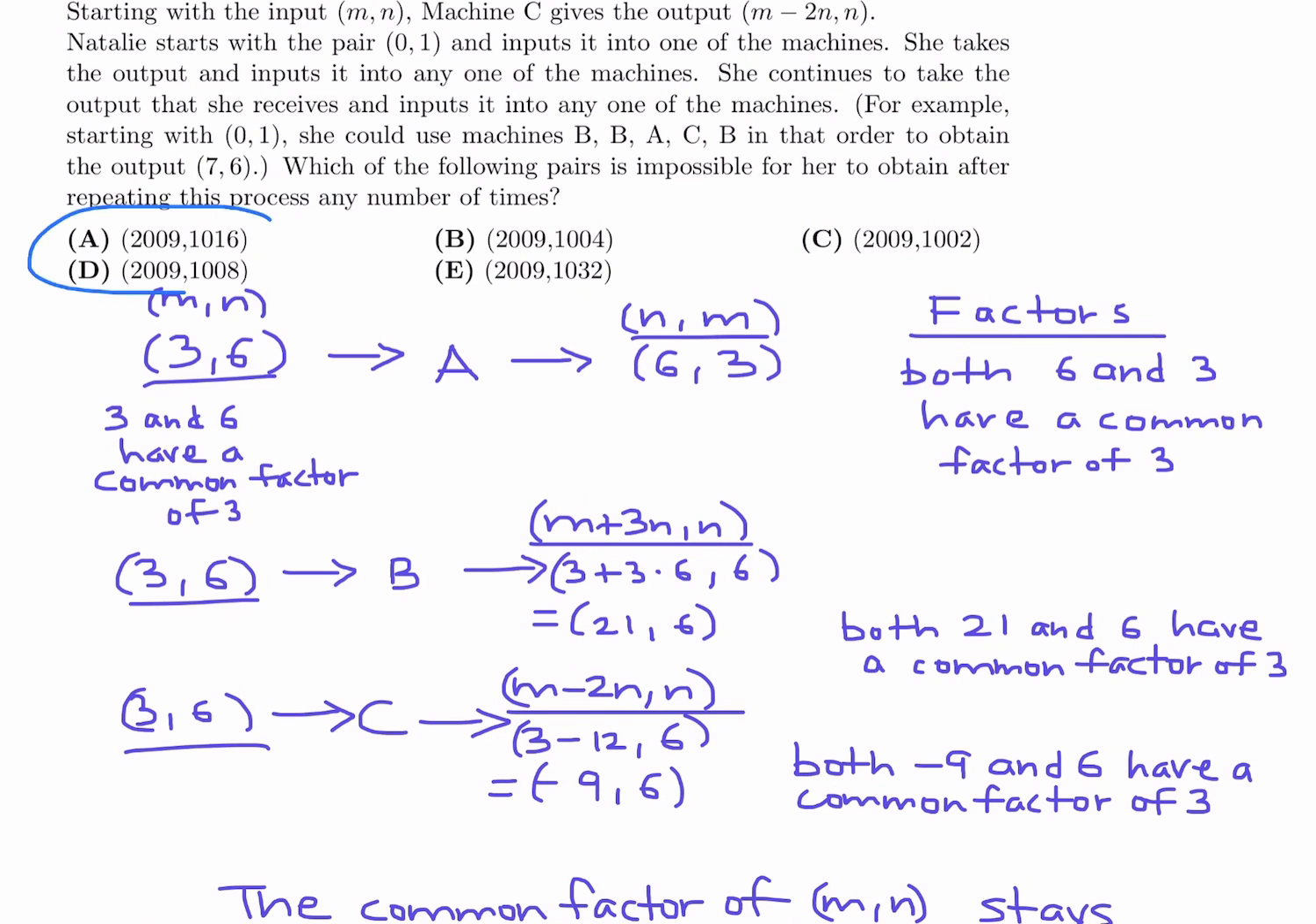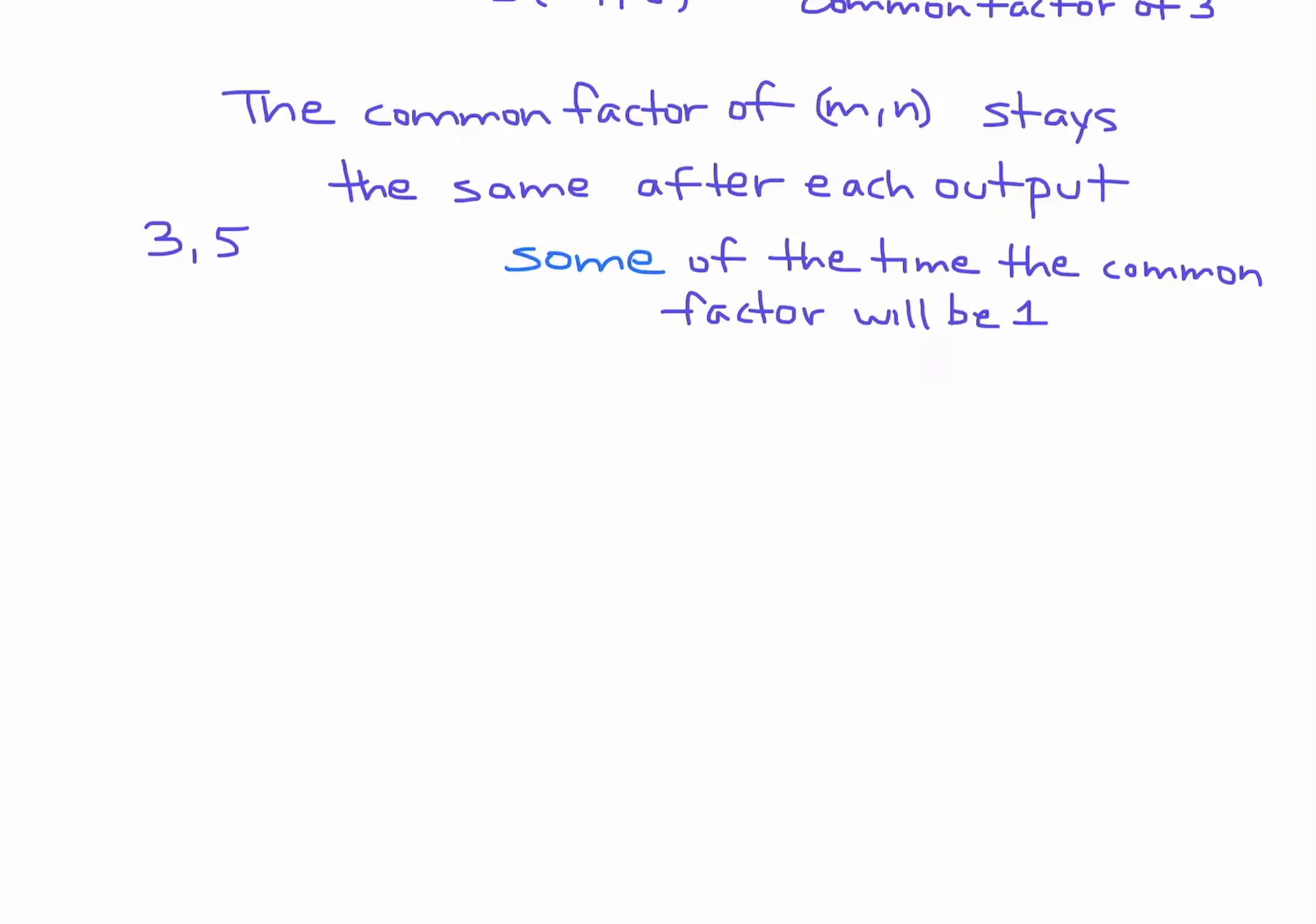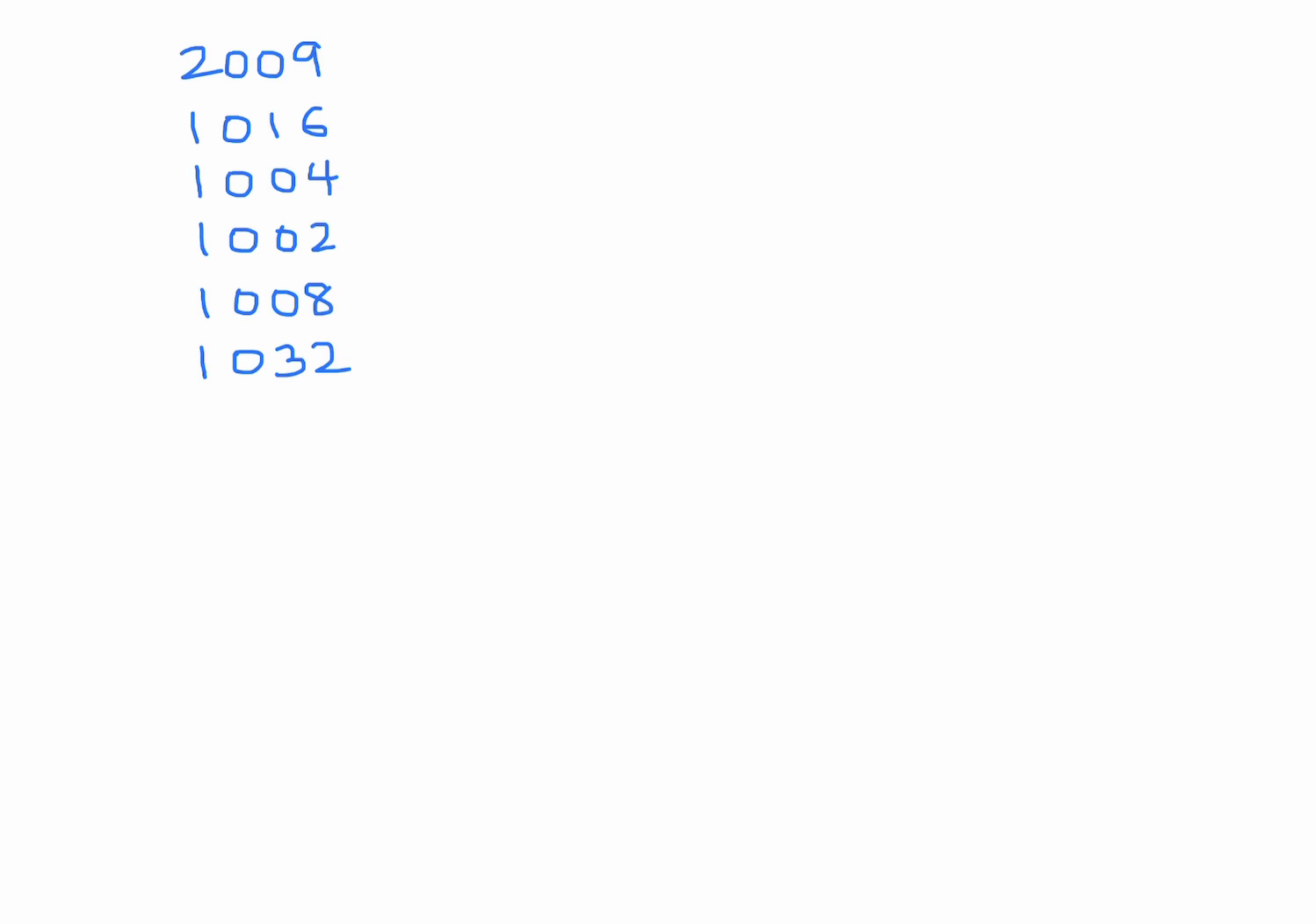Now, what we're going to do is really just look at the answer choices and work with those, because we have to eliminate one. One of these is impossible to obtain with a starting point of 0, 1. So let's look at the answer choices. Let's write them out. And each of these, what we need to do is look at what are its prime factors and then see which ones have a common factor. So 2009 is 7 times 7 times 41.